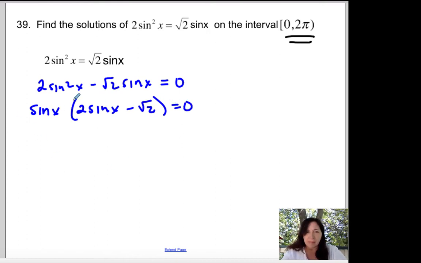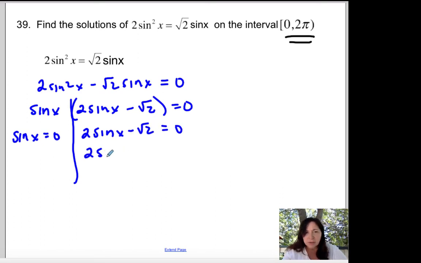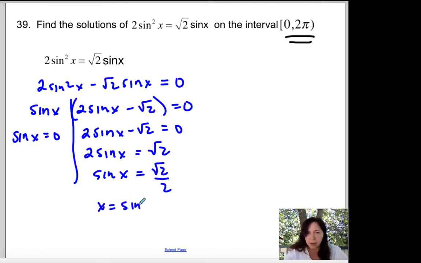And now that I'm set equal to 0, I'm going to set both of these equal to 0. So I have sine of x equals 0, and 2 sine of x minus root 2 equals 0. So 2 sine of x is equal to root 2. Divide by 2, I get sine of x equals root 2 over 2, and x is equal to arc sine of root 2 over 2. And this one is x equals arc sine of 0.